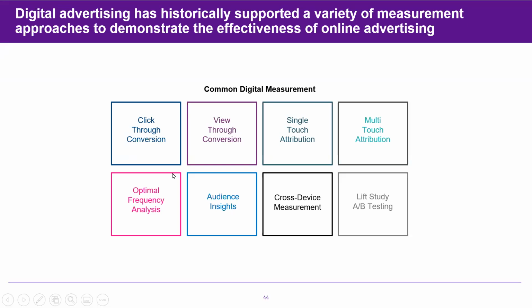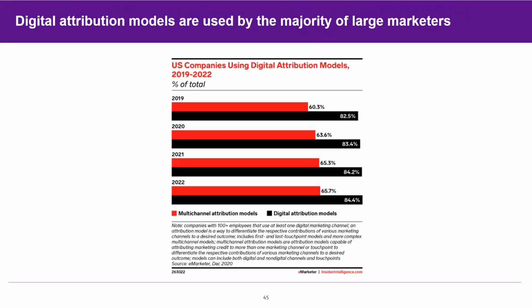Digital advertising has historically supported a variety of measurement approaches to demonstrate the effectiveness of online advertising, from click-throughs and view-throughs to attribution of single versus multi-touch, to frequency analysis, audience insights, cross-device measurement, and A/B lift tests. Digital attribution models are used by the majority of large marketers, and you can see here survey data from 2019 to 2022, and digital attribution models are used by more than 8 in 10 companies.